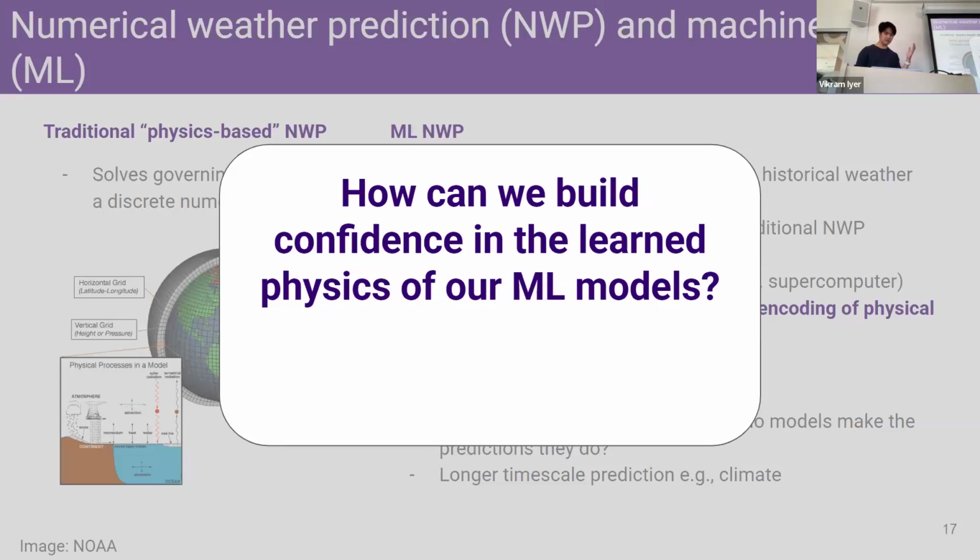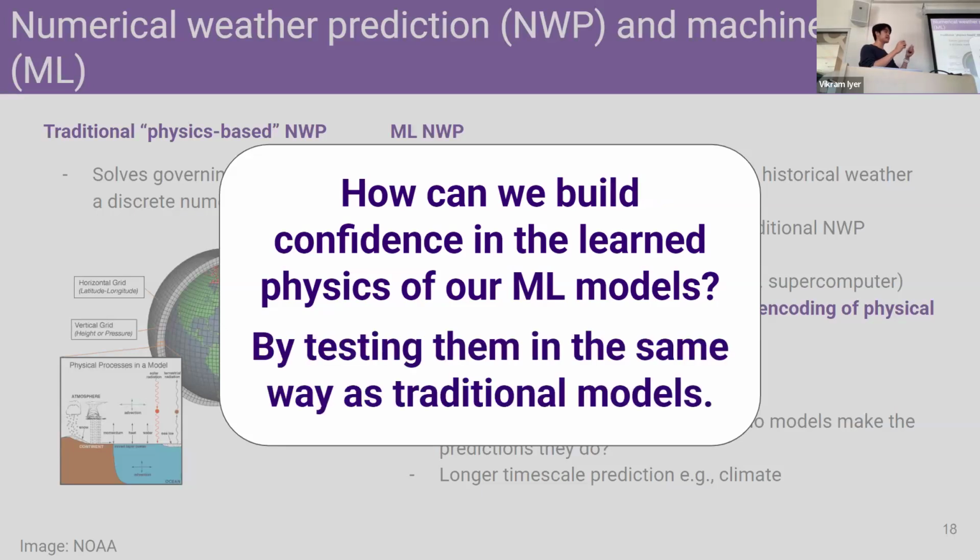Okay, so the question that I'm going to ask for this talk is, how can we build confidence in the learned physics of our machine learning models? Are they extracting the correct atmospheric physics out of the training data, or are they just finding simple correlations that won't be applicable, say, on longer timescales, or just aren't physical in some way? And so the argument I'm going to make is that we can do this by testing them in the same way that we test our traditional models.